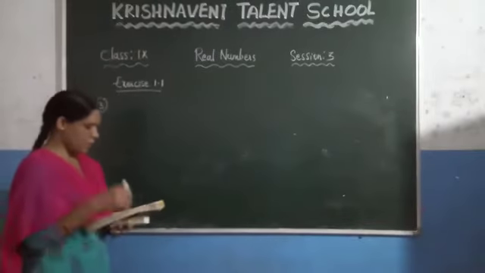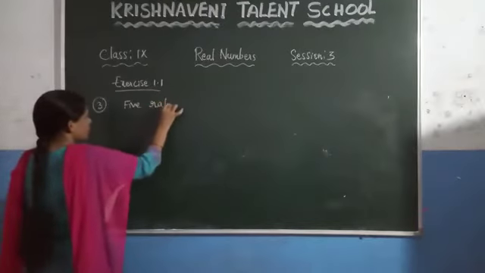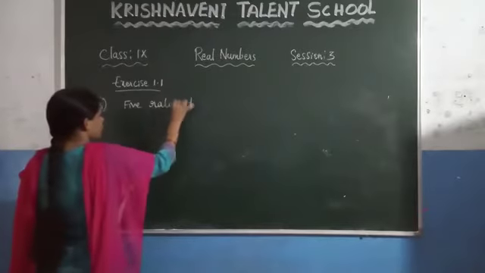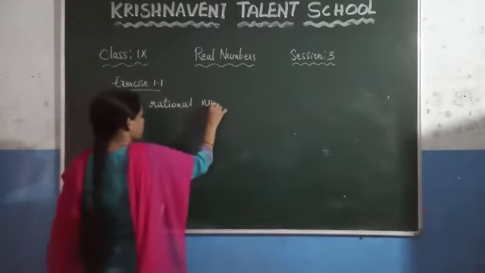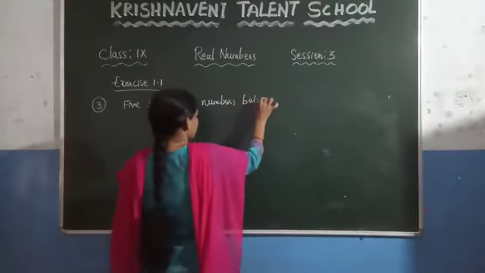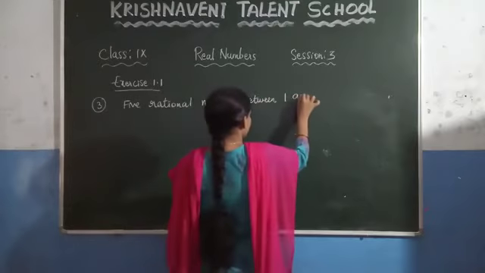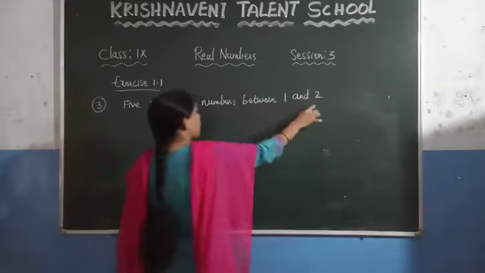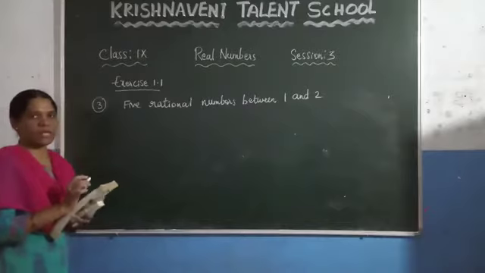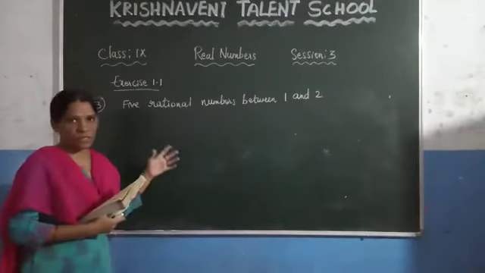Write 5 rational numbers between 1 and 2. You have to write 5 rational numbers between 1 and 2. In between 1 and 2, you have to write 5 rational numbers. You can solve this problem in different ways.